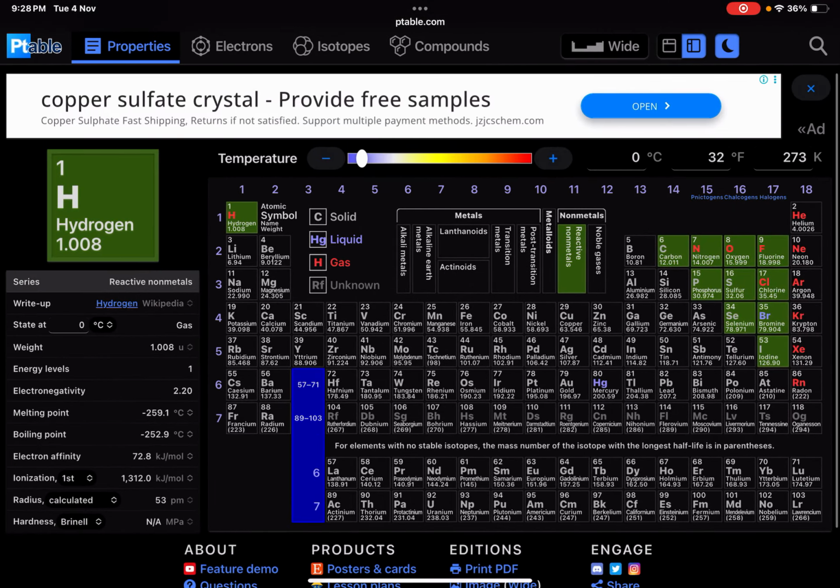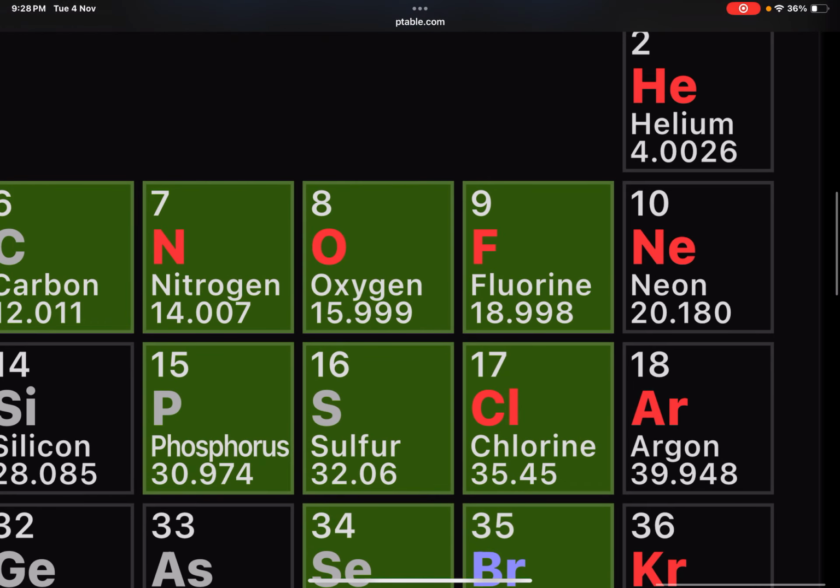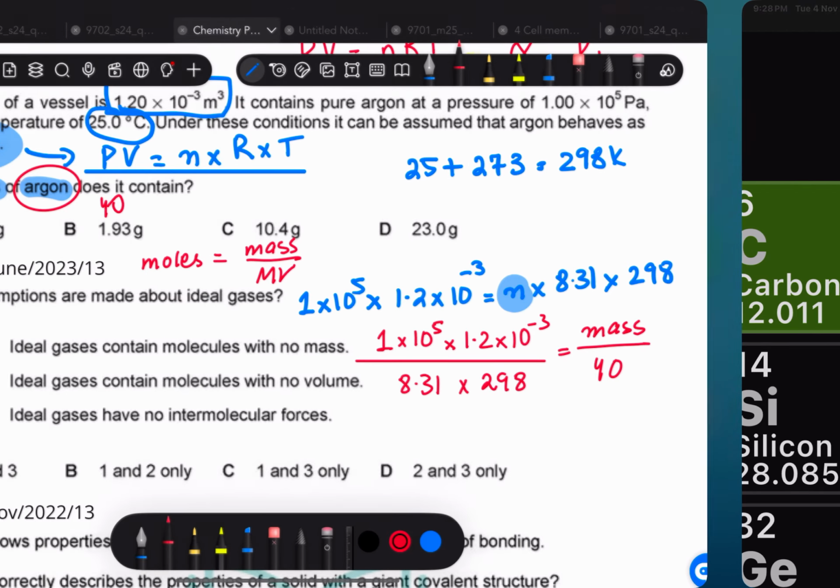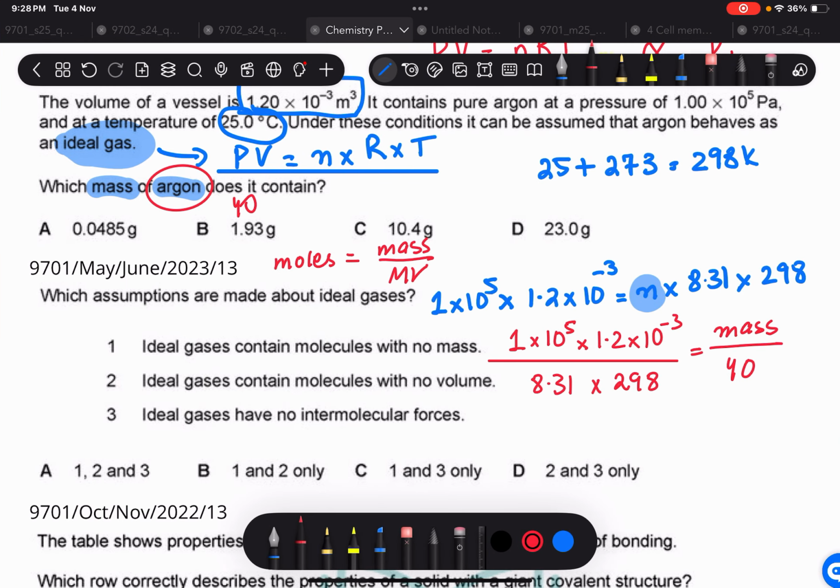So where is argon gas? This is argon. So it's exactly 39.9. So let's use 39.9 instead of 40 because it needs to be accurate. This goes here, gets multiplied, and then we get the mass.